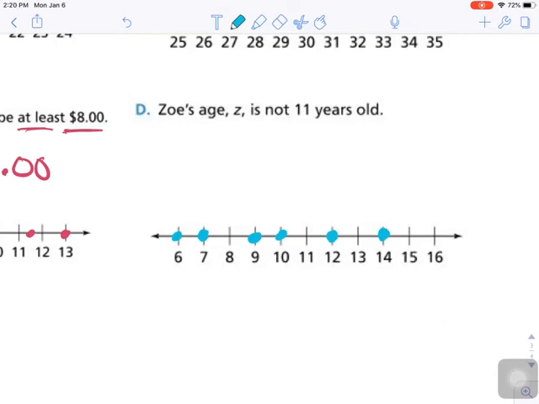So when we're saying something is not, she can be any single age besides 11. So what we're going to say is she does not equal 11 years old. She's not 11 years old, which means that she can be any age other than that number, other than 11.